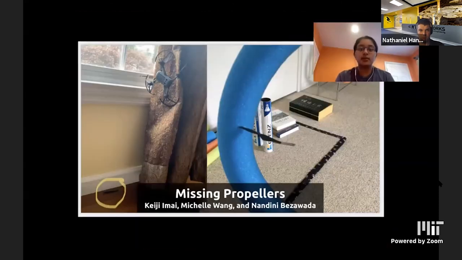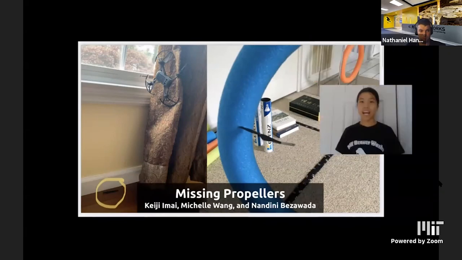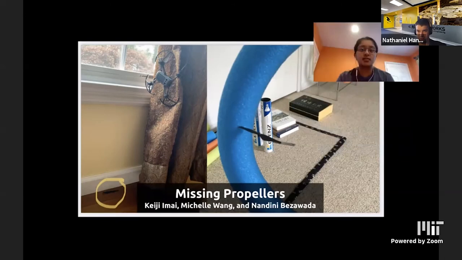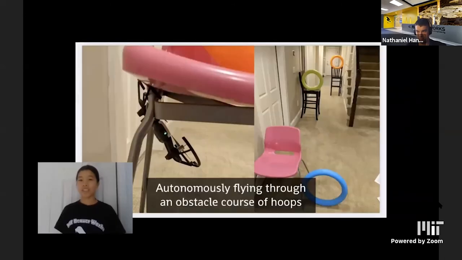Hello, we are Team Missing Propellers from the BWSI UAV course. I'm Michelle. My name is KG. And my name is Nandini. For our final challenge, we decided to make our drones fly through an obstacle course autonomously. We made the course using pool noodles and lots of tape.